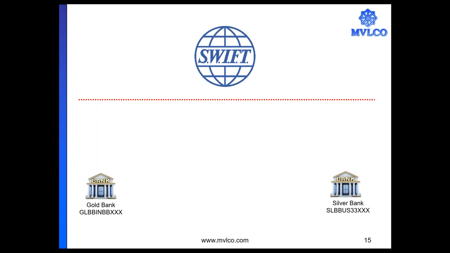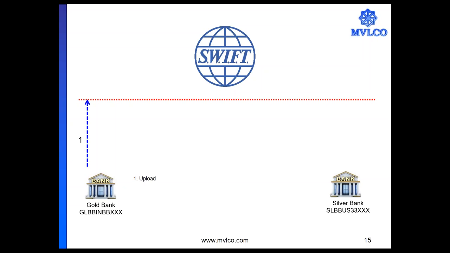So I've got two banks, one in India in Bombay, another in the USA, New York. The Indian bank, Gold Bank, wants to send a message to Silver Bank. What you see above the dotted line is the Swift cloud, the Swift network. At step number one, Gold Bank would upload a message.